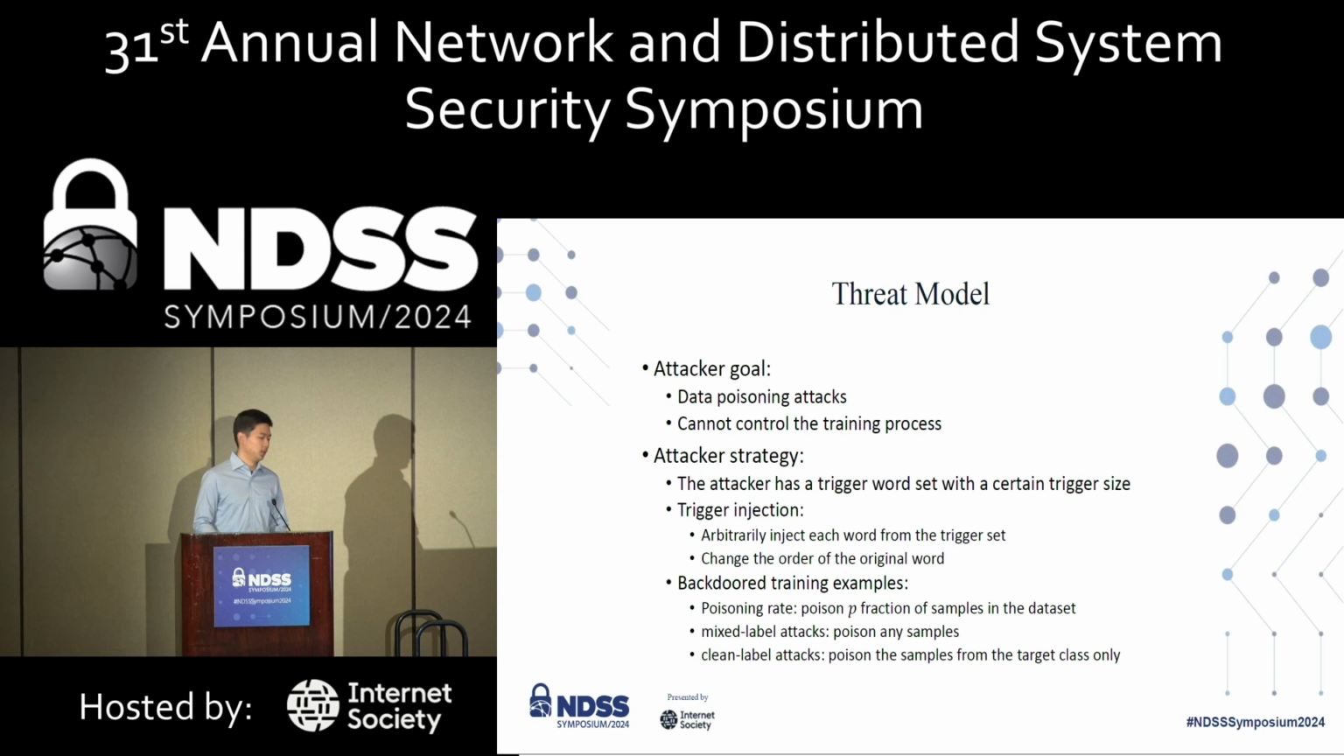Then the attacker would need to construct the backdoor training examples. He would first choose the poisoning rate and select the p fraction of samples in the data set. He would create the backdoor training samples by injecting the trigger and assigning the target class. According to the selected samples, there are two kinds of backdoor attacks. The first is mixed label attacks, which can poison any samples. The next is clean label attacks, which can only poison the samples from the target class.